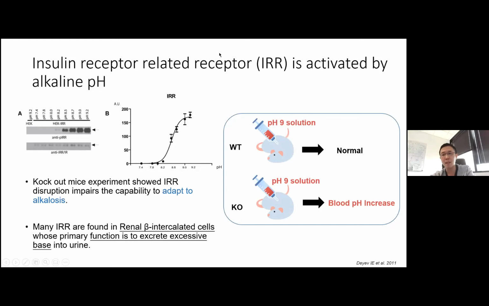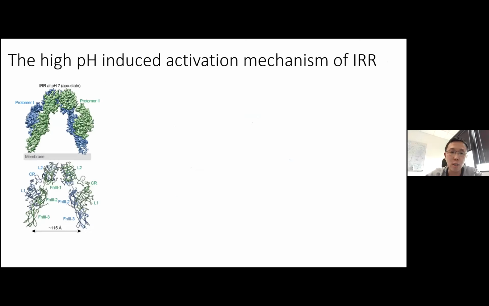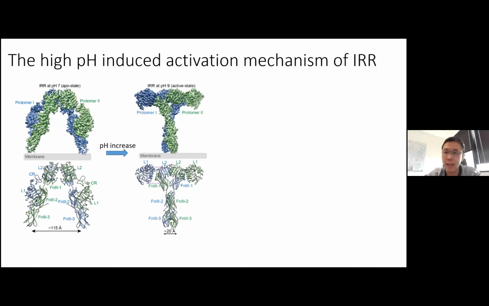And people propose that this receptor plays an important role in the alkaline homeostasis in the kidney. So we also determined the structure of the IRR in the apo and active states by changing the pH. You can see that at pH 7, the receptor adopts this inverted V-shaped conformation. But if you change the pH from 7 to 9, the receptor changes its conformation from the inverted V shape to a T shape.